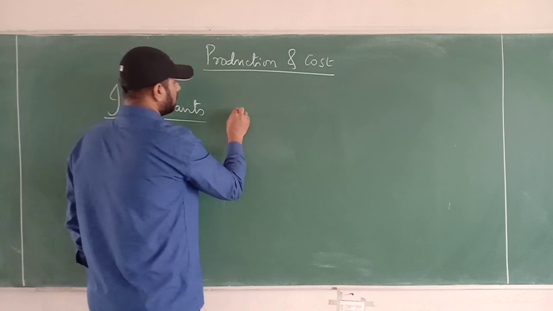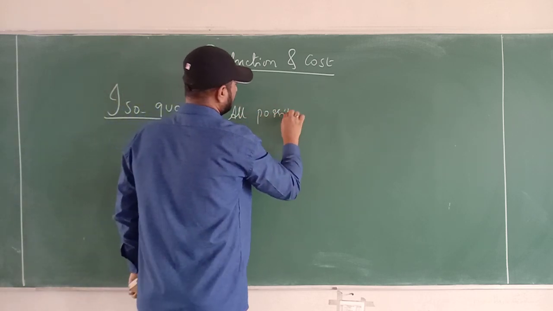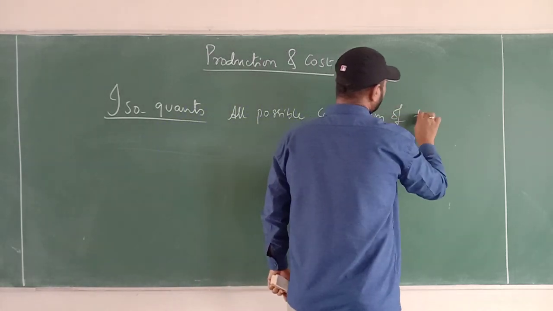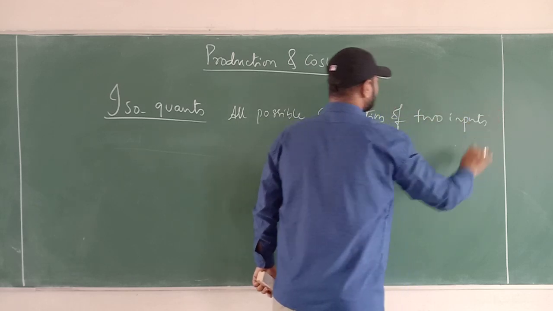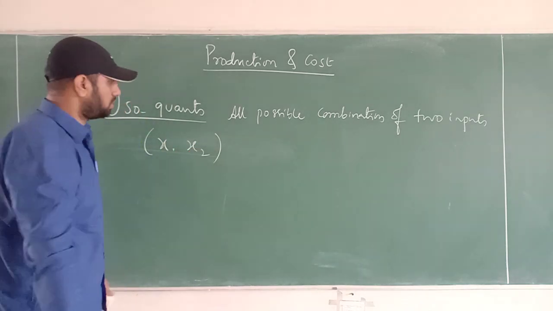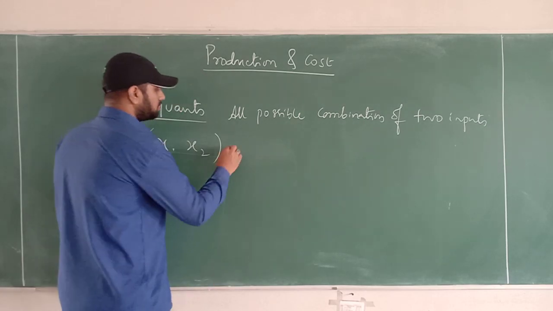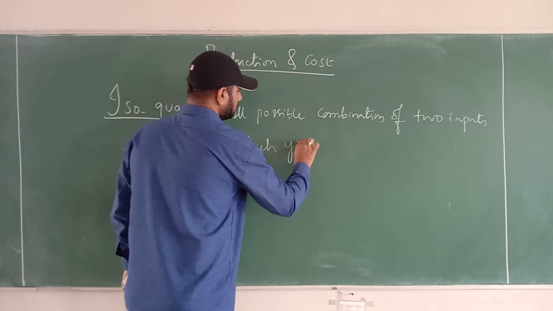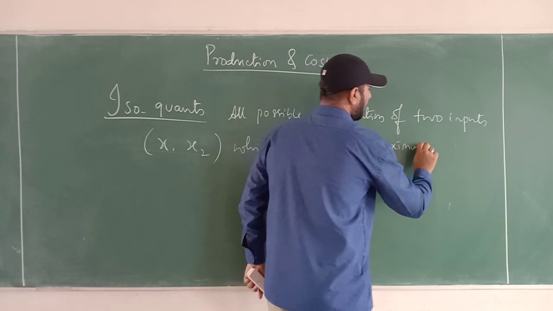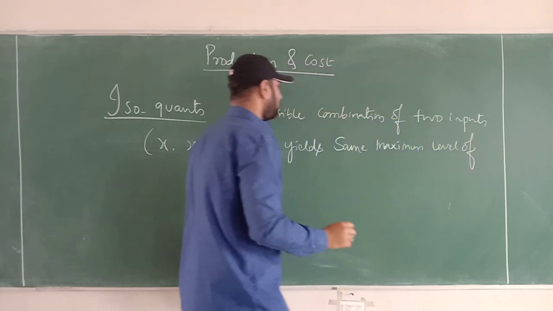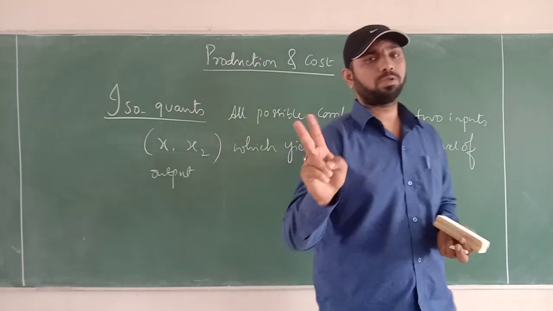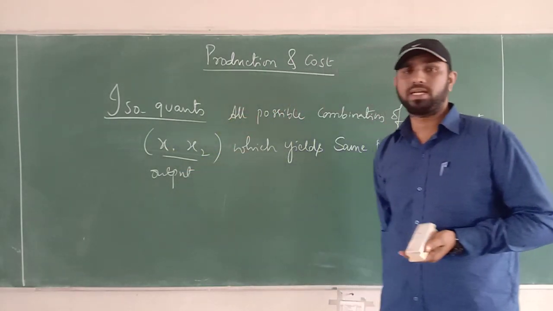Iso-quants refers to all possible combinations of two inputs which yield the same maximum level of output. I'm trying to make you understand this. It's all possible combinations of two inputs, and those two inputs we measure as x1 and x2. The inputs may be anything.